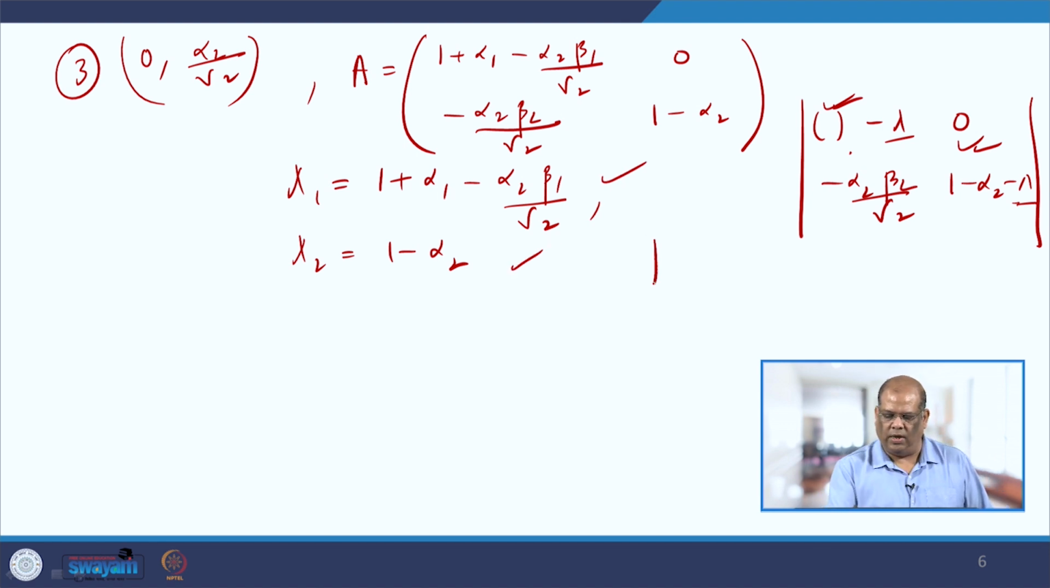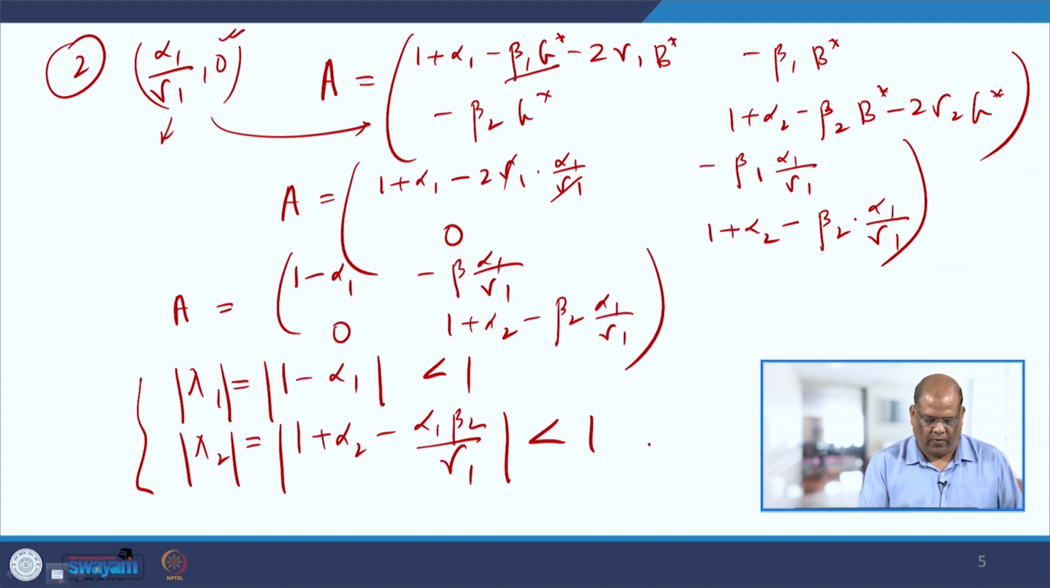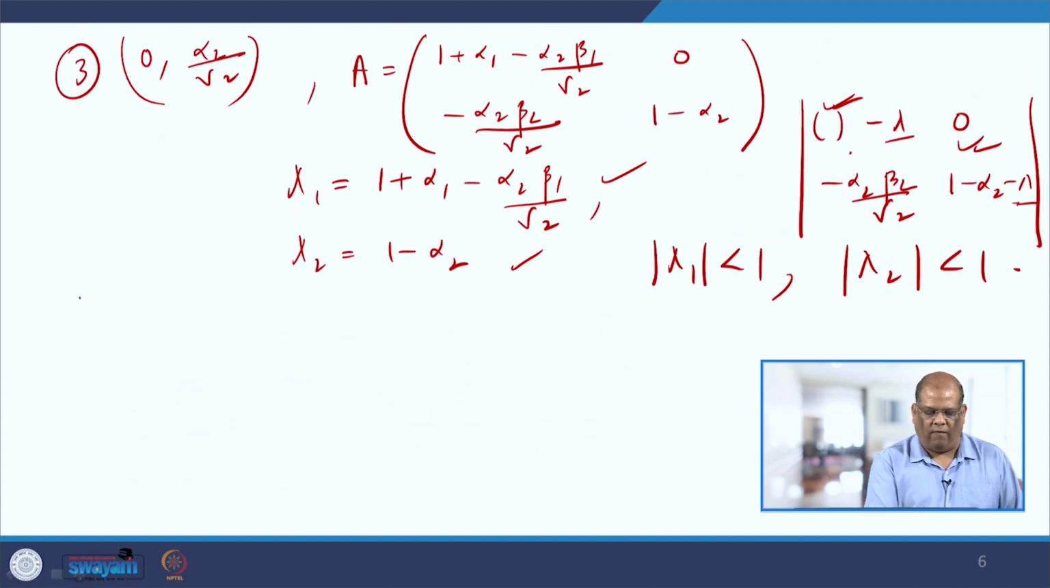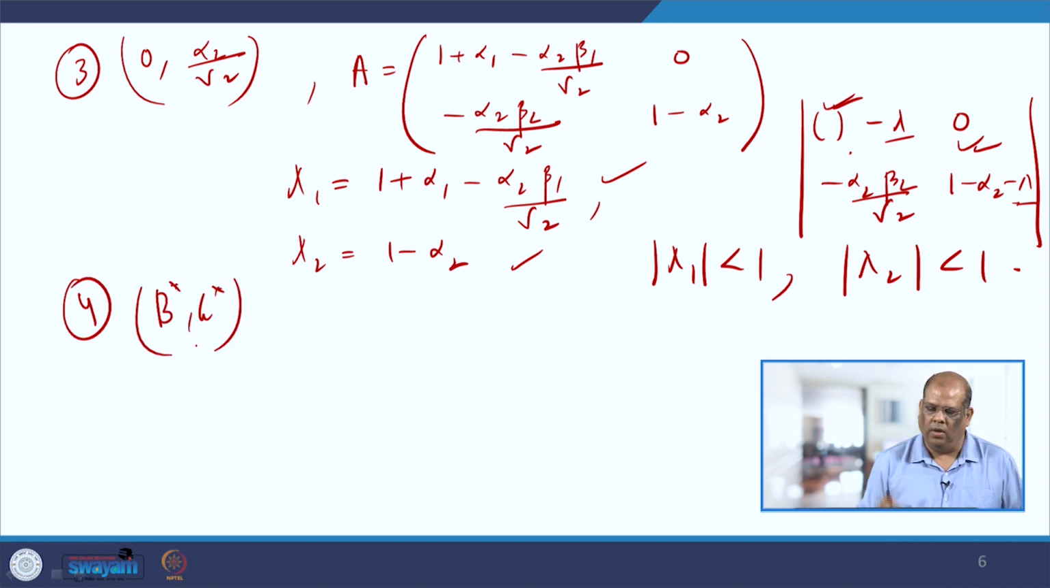And this system will be stable if mod of lambda 1 is less than 1 and mod of lambda 2 is less than 1, just like the previous case. And the final one, B star and G star. These are quite complicated values, you can do it on your own. You substitute them in place of B star and G star, and whatever eigenvalues you get, the modulus of that must be less than 1. This I leave to you for your calculations.